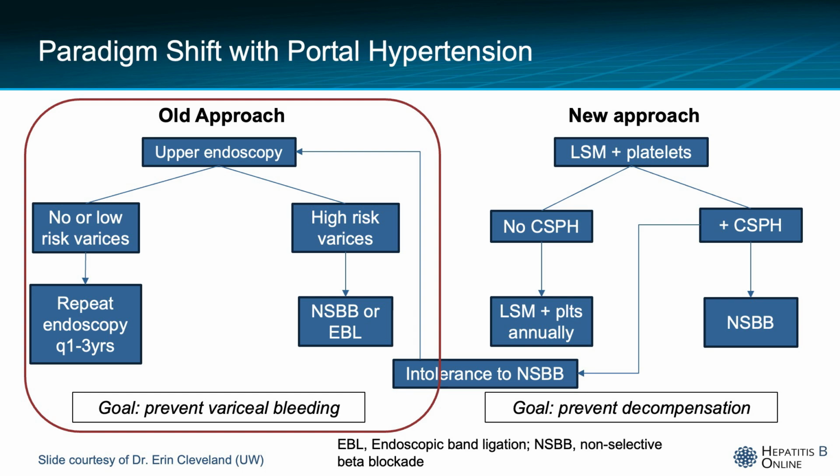So what if transient elastography is not available, or the person has a contraindication or intolerance to non-selective beta blockade? Then you revert to the old approach of endoscopic surveillance. Patients with cirrhosis without varices on initial screening endoscopy should have endoscopy repeated every 2 years if they have ongoing liver injury or associated conditions such as obesity and alcohol use, or every 3 years if the liver injury is quiescent or resolved, such as after viral elimination or alcohol abstinence.